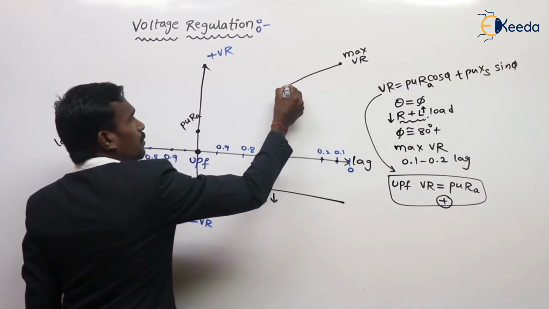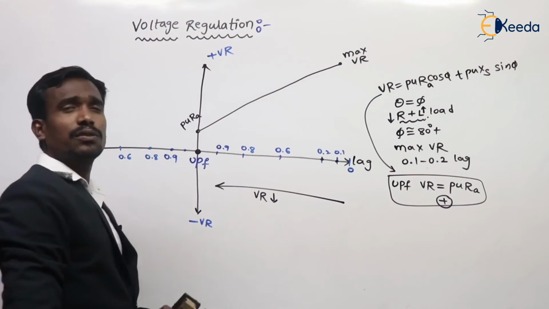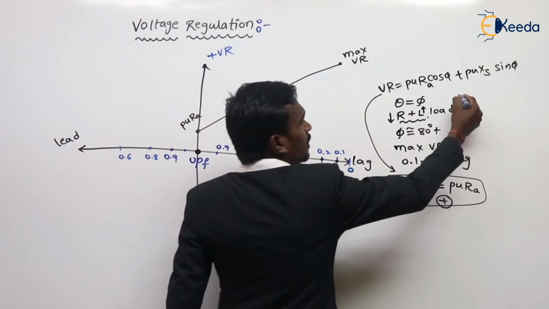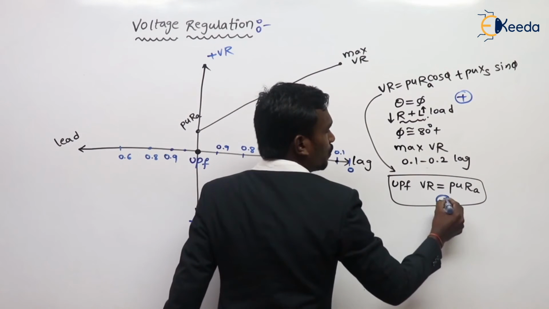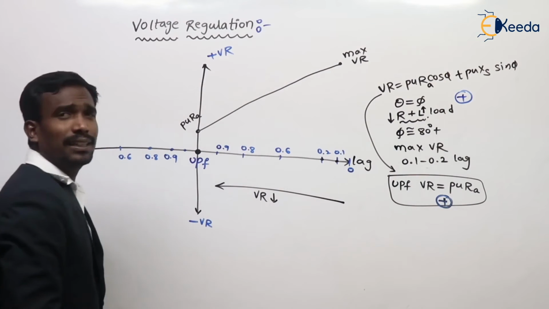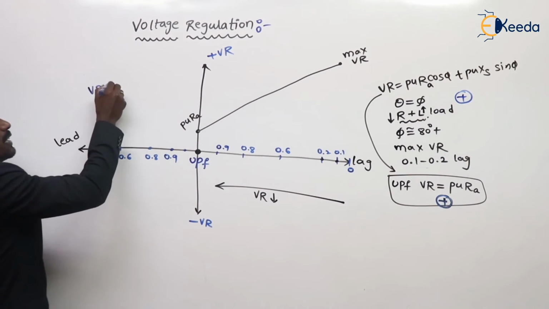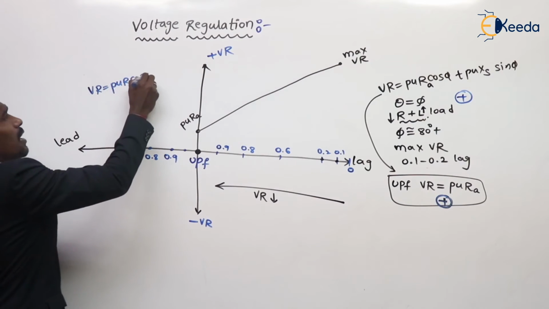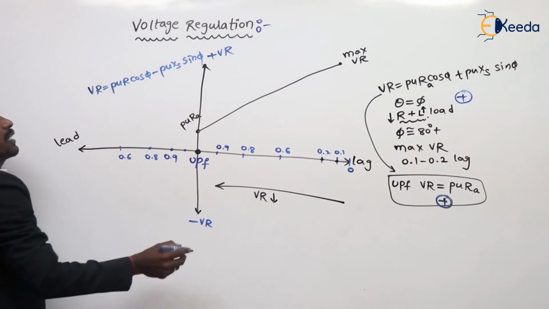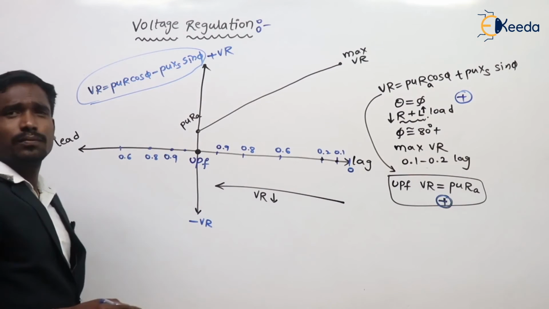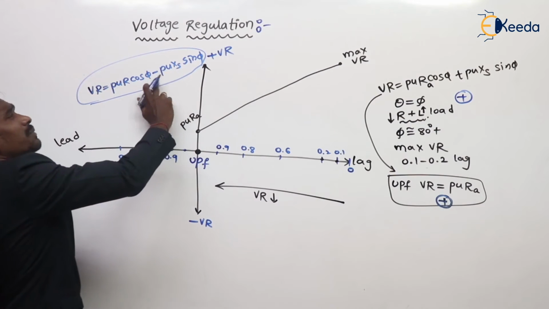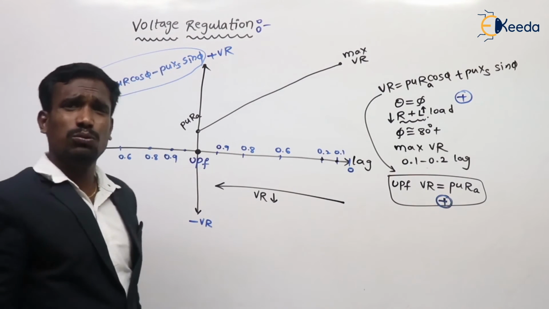Here the voltage regulation reduces. This is for lagging. But in both lagging and unity power factor, the voltage regulation is positive only. There is no zero, no negative. But when it comes to leading, voltage regulation is equal to per unit R cos phi minus per unit X sin phi. This is the voltage regulation in leading load. In some cases it may be positive, in some cases zero, in some cases negative.